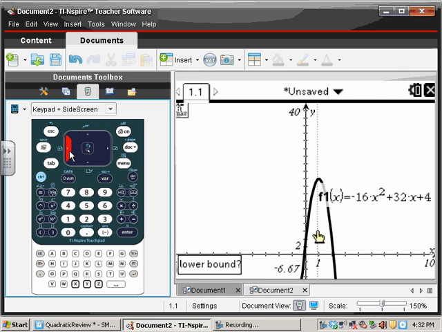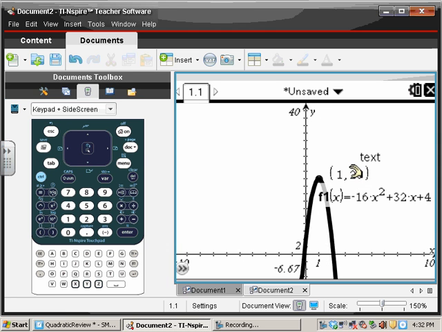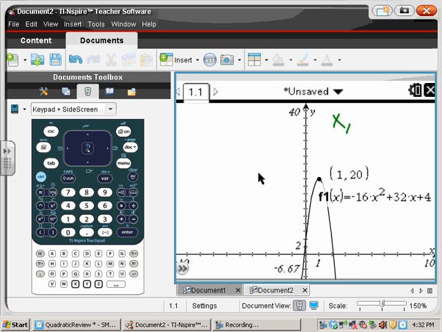I need to set a left bound, so I go somewhere left of the maximum. It doesn't matter how far really. And then the right bound, upper bound, somewhere to the other side of the maximum, and I press enter. So we can see that maximum. What does that mean in context? Well, it's an x value and a y value, x comma y. But in our case, we used h and t, so this is t comma h. The height is 20 at a time of 1 second.